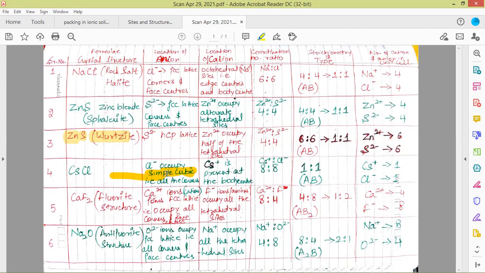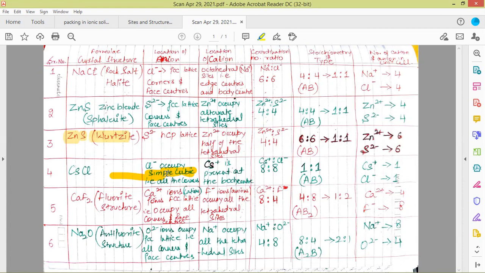Cesium chloride structure is very much similar to body-centered arrangement for the atoms, where one of the chloride ions, which is present at the body center, is replaced by cesium ion. So coordination ratio is 8:8, and stoichiometric ratio is 1:1.